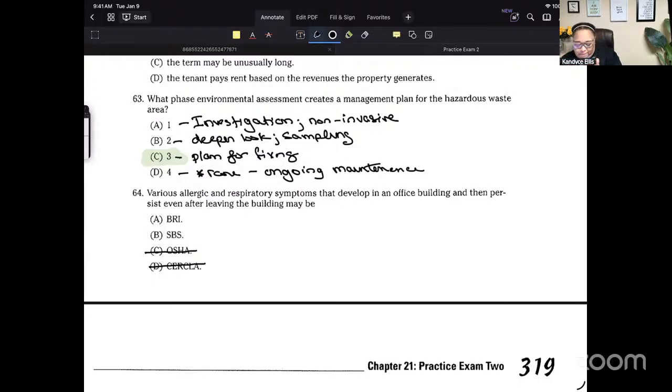Hey, Uncle Ray. Various allergic and respiratory symptoms that develop in an office building and then persist even after leaving the building. Would it be BRI or SBS? And whatever the answer is, can you tell me what those initials stand for?